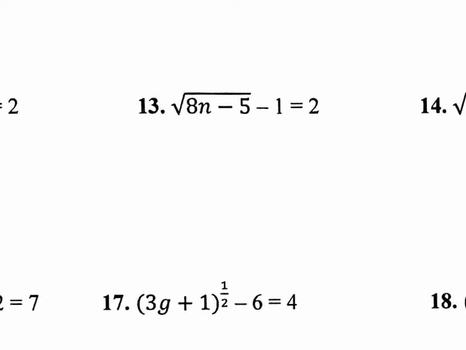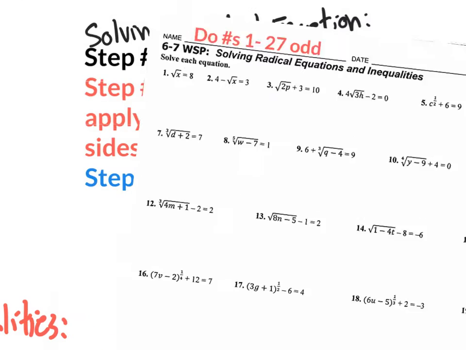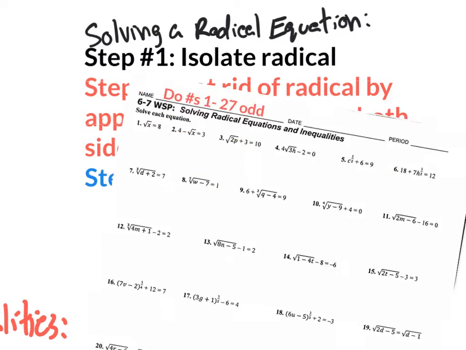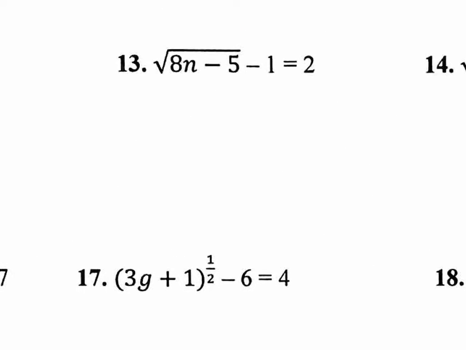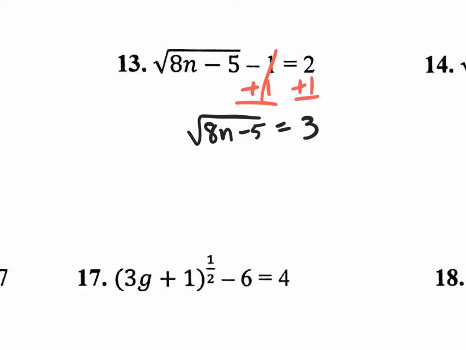So step one, according to our steps up here, is to isolate the radical. As you can see, the radical is on the left side of the equal sign. It's definitely not by itself. So we're going to isolate it by getting rid of that minus 1. You get rid of a minus 1 by doing the opposite, plus 1. What you do to one side, you do to the other. And here's your new radical equation: the square root of 8n minus 5 equals 3.